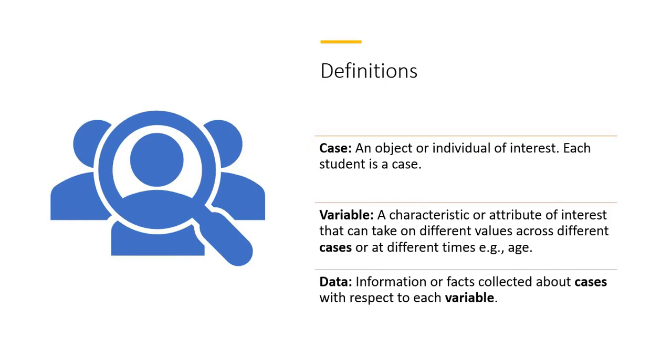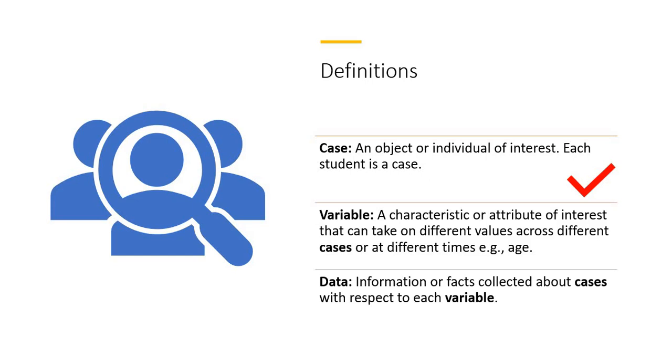So a case is an object or individual of interest. Each student is a case. Now this is important to note that a case is not always an individual. If you are getting information about some objects, for example, if you are measuring the length and weight of some iron bars, those iron bars are your cases, and length and weight are variables.